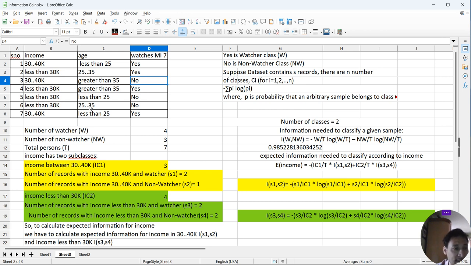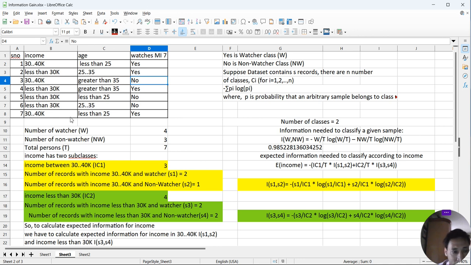Income is further categorized into two groups. One is income between 30,000 and 40,000, another is less than 30,000. Similarly, age is categorized into three different subgroups: age less than 25, between 25 and 35, and greater than 35. I will show you how to calculate information gain for the attribute income in this video. Now we have to get certain values to calculate information gain for these attributes.